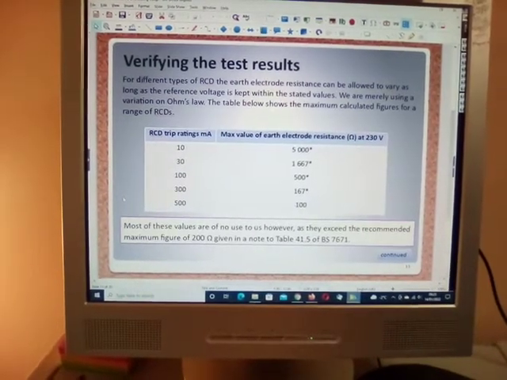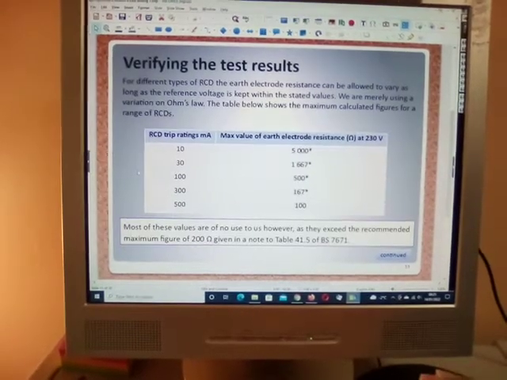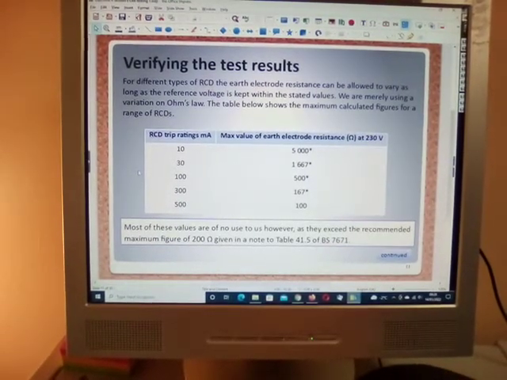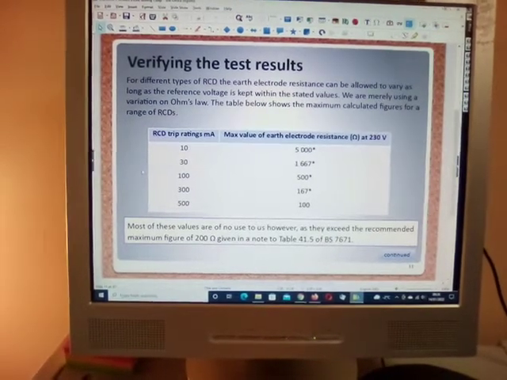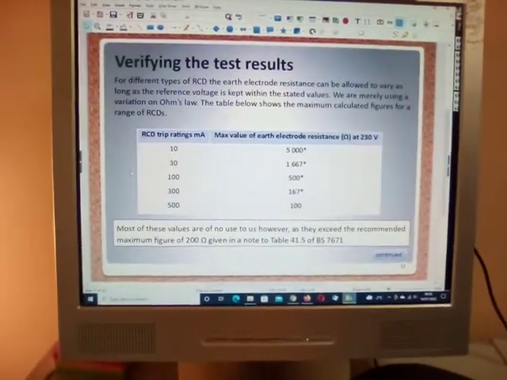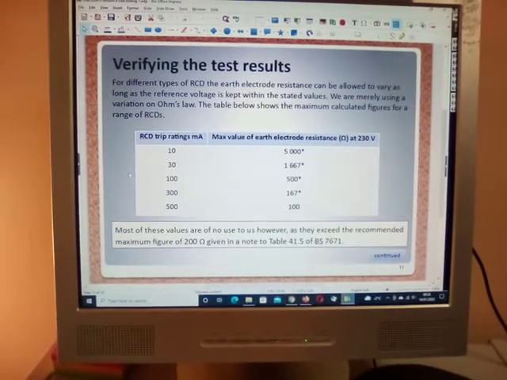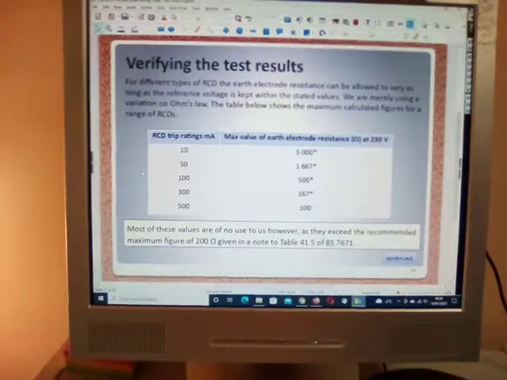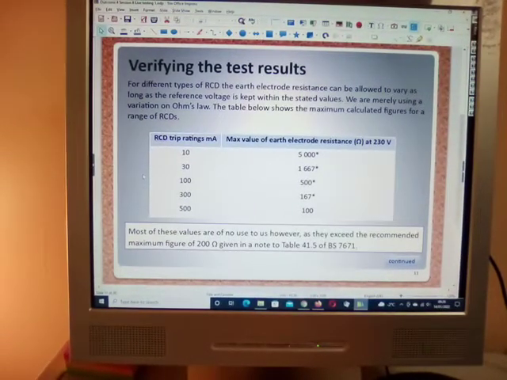But it's just to show you as illustration how easily it is to get into a situation where the resistance, earthing resistance is too high, okay? Therefore you have to make sure that you're testing and that your values are low enough to meet the safety aspects as per the 18th edition.